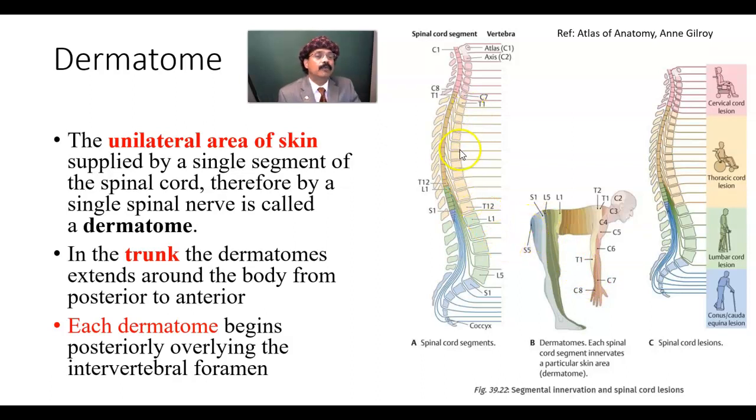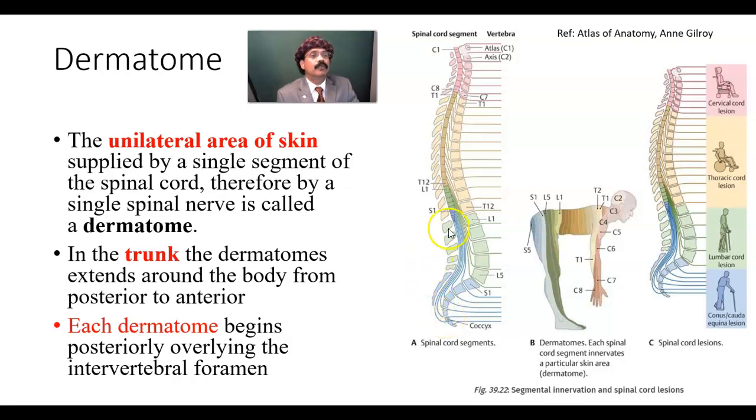In the adult, as we have seen in this image, the spinal cord is shorter than the length of the vertebral column. So when we assess the spinal cord segment, we assess the spinal cord segment and dermatome accordingly. Here is the end of the spinal cord. The vertebral column goes up to this.